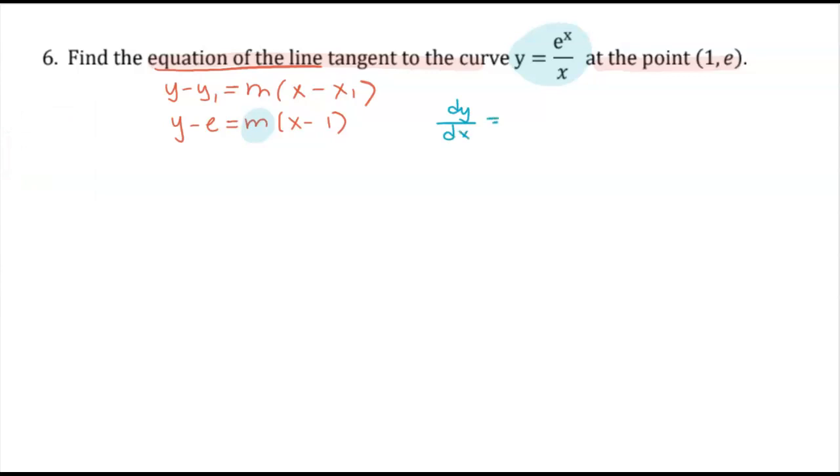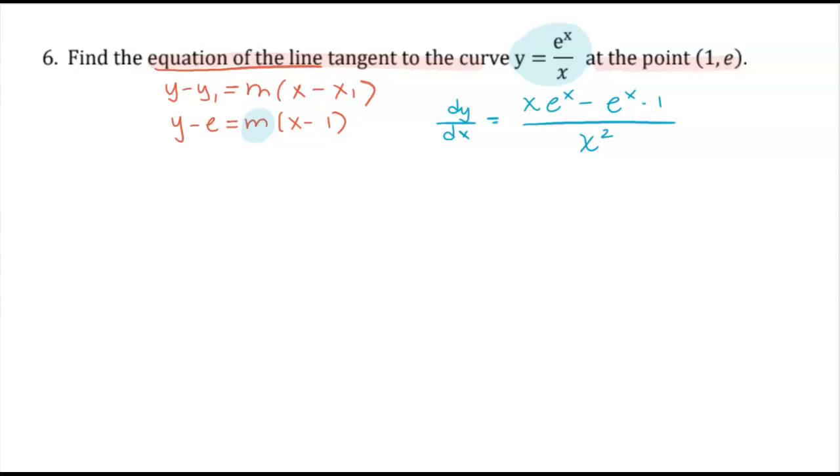We need to recognize that this is another quotient rule, right? We have e^x divided by x, so this is low d high minus high d low, all over low. The derivative of e^x is just e^x. The derivative of x is 1, so everything is where it needs to be.